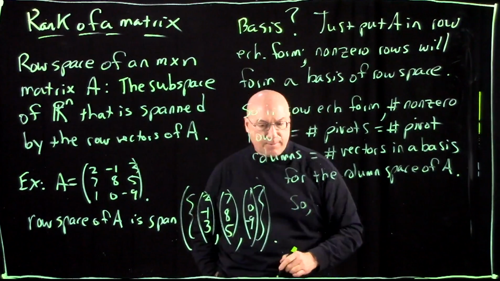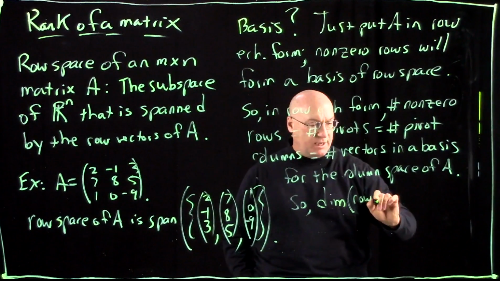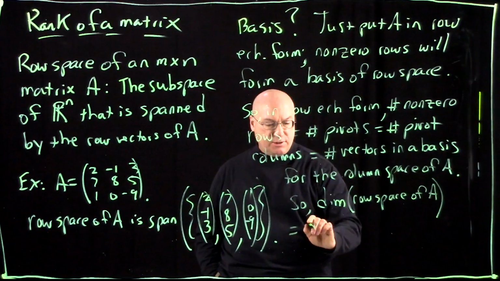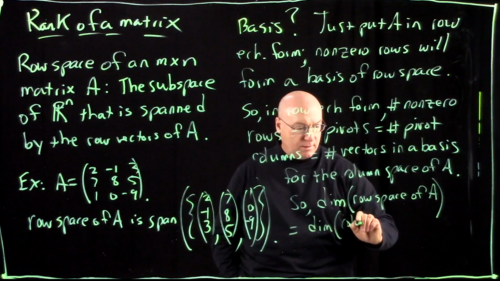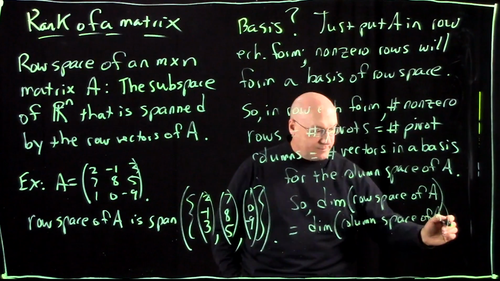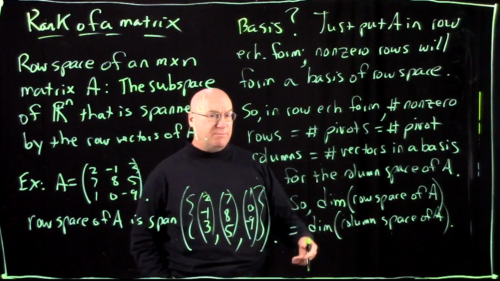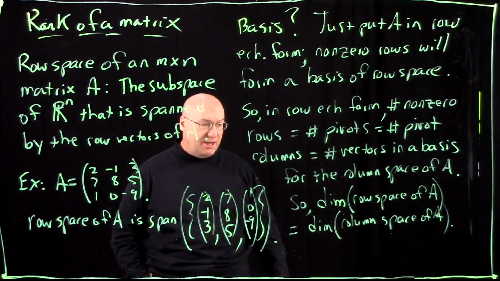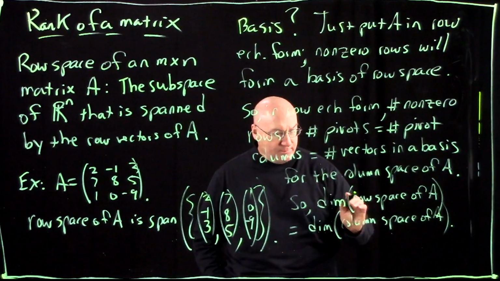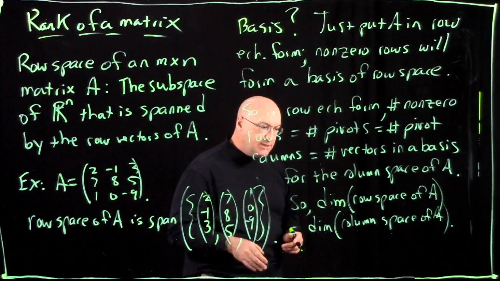So the dimension of the row space of a matrix A is equal to the dimension of the column space of A. They are not at all the same space. They might not even be in the same R^n. And we'll look at an example real quick here. But let me just tell you that since they are the same for any matrix, the dimension of the row space is the same as the dimension of the column space.